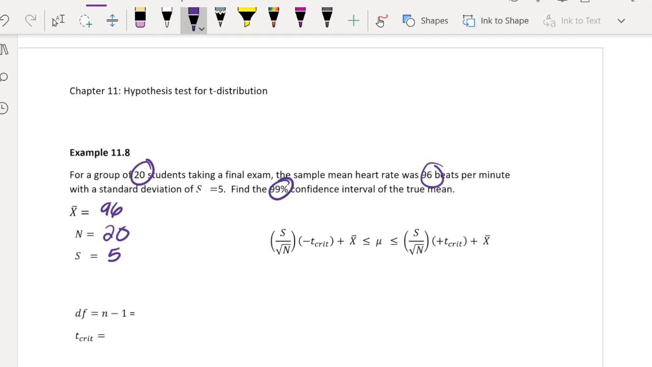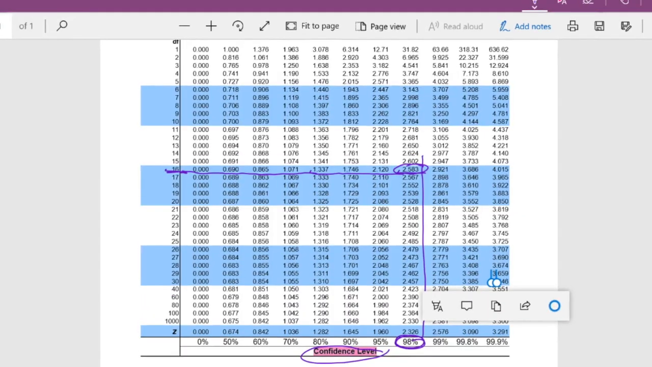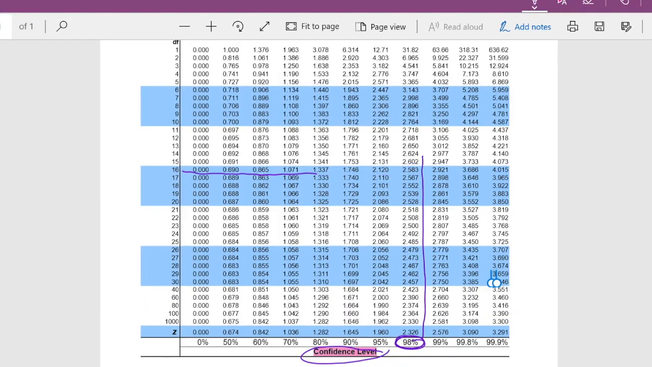So my degrees of freedom are going to be 19. My T critical, I want to be 99, and 19 degrees of freedom. There you go. My T critical is 2.861.